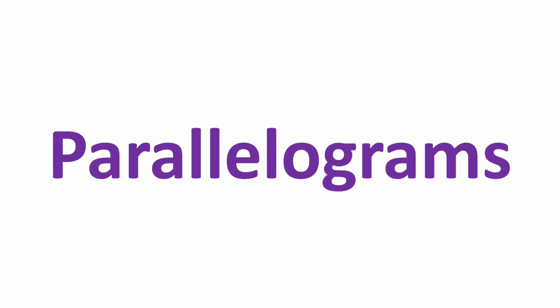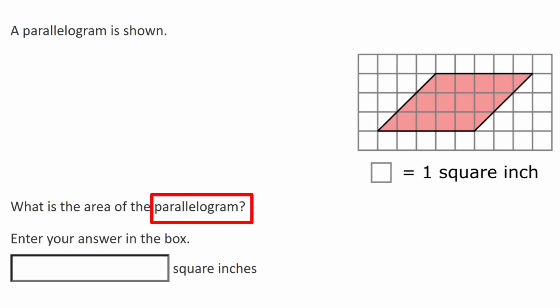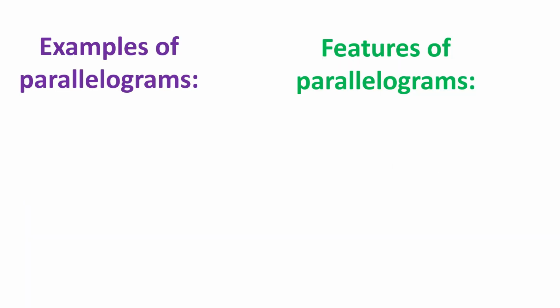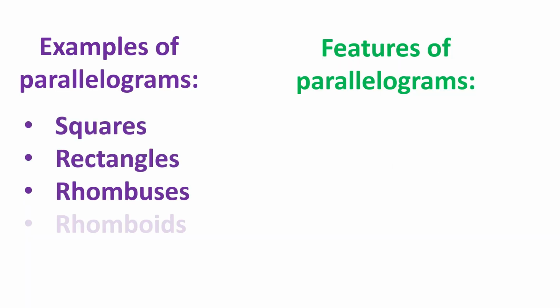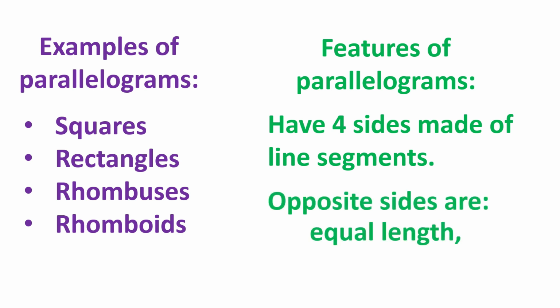Our final topic is to talk about parallelograms. On your tests, you may see questions that refer to a rhomboid or rhombus as a parallelogram. The word parallelogram is a general term. Examples of parallelograms are squares, rectangles, rhombuses, and rhomboids. We call these parallelograms because they have some features in common. They all have 4 sides made of line segments. The opposite sides are equal length, and the opposite sides are parallel.